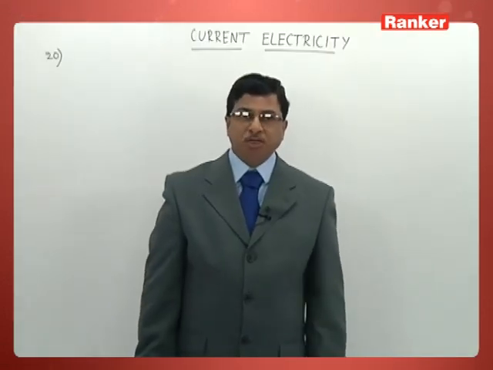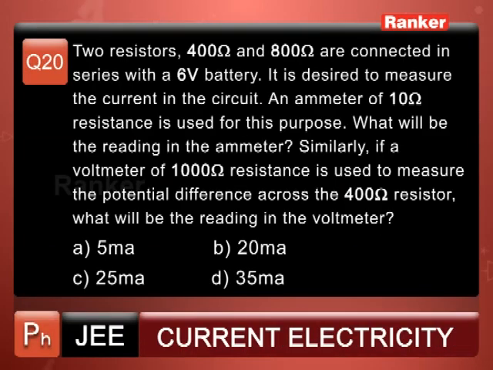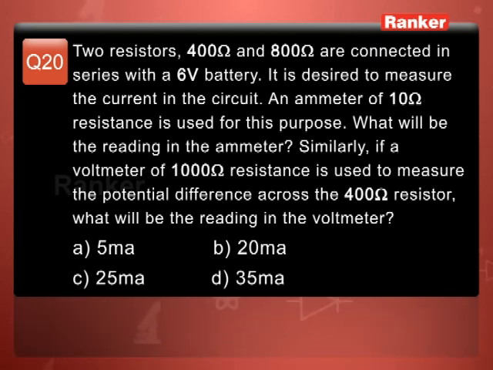Let us take the next number, problem number 20. 2 resistors 400 ohm and 800 ohm are connected in series with a 6 volt battery. It is desired to measure the current in the circuit. An ammeter of 10 ohm resistance is used for this purpose. What will be the reading in the ammeter? Similarly, if a voltmeter of 1000 ohm resistance is used to measure the potential difference across the 400 ohm resistor, what will be the reading in the voltmeter?